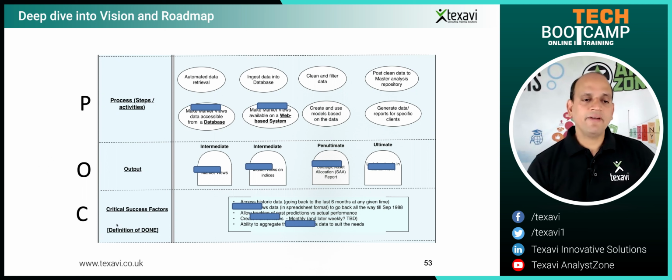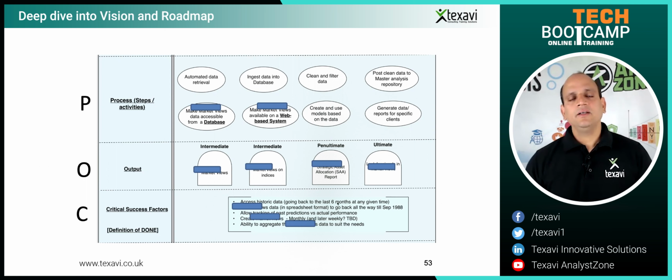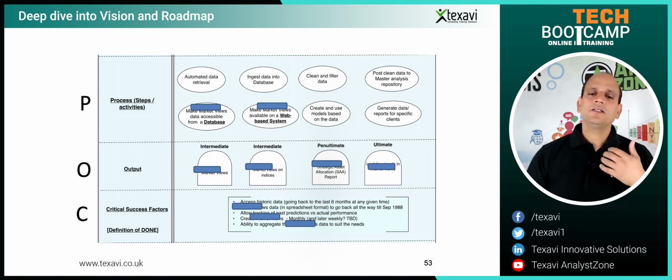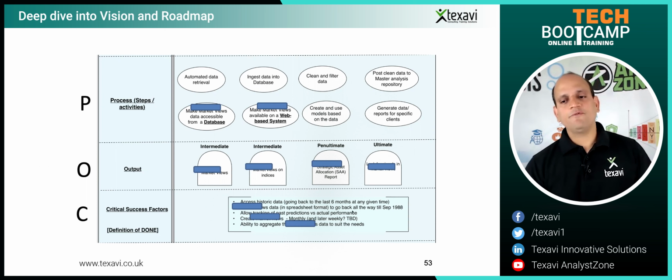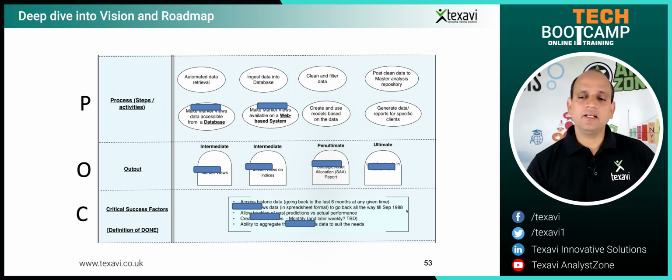And the critical success factor, the C for this one, is basically to access historic data going back the last 6 months, which is not there at the moment. One of the challenges was that the data you're getting to see only once, and that too only about 3 months old. It's not the current data, and that's it. You can't go further back. So again, we want to provide a view of the historic data in spreadsheet format, going all the way back to 1988. They don't have historic data going back to the year 1988 and things like that. And monthly, weekly, able to aggregate data to see the needs.